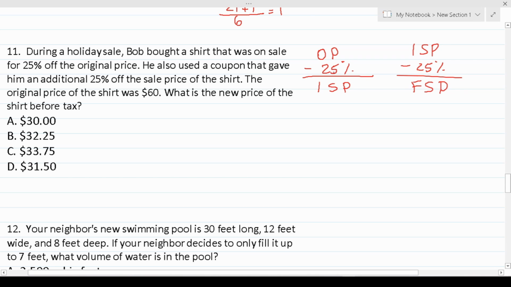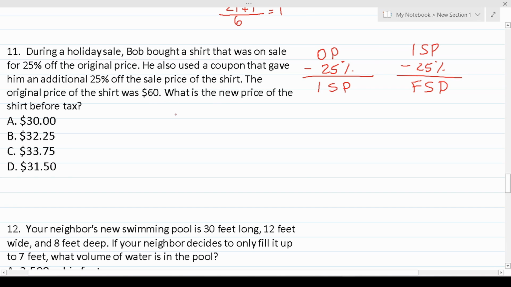You cannot take these two discount amounts and combine them. That is to say, you can't go 25%, 25% is 50%, original price minus 50% as the final sale price. You have to do these one by one, okay?